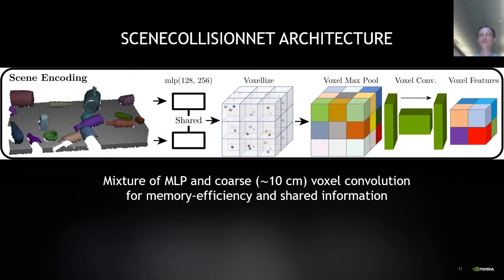The first branch of SceneCollisionNet's architecture encodes a scene represented as a point cloud using a shared multi-layer perceptron, then voxelizes the scene into coarse voxels. Features from neighboring voxels are shared via voxel convolutions, which results in a set of features per scene voxel. This scene encoding only needs to be computed once per scene and can then be reused for all subsequent collision queries.